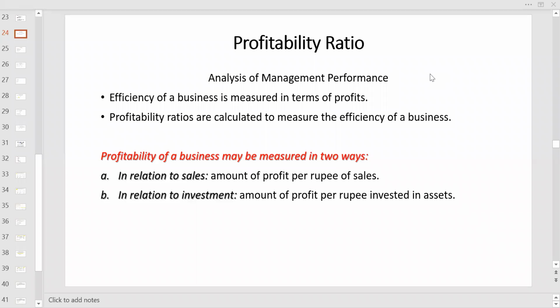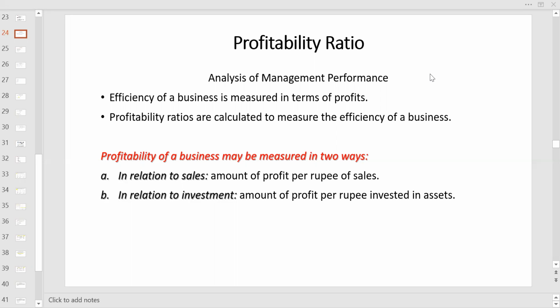Next ratio is profitability ratio. Profitability ratio is further divided into two parts: we can calculate it in terms of sales, and second, we can calculate it in terms of investment. In simple words, profitability ratio मतलब कंपनी का कितना प्रॉफिट हुआ है, so that we can see how profitable the company is, and accordingly we can judge, interpret, or comment on the efficiency of the company.